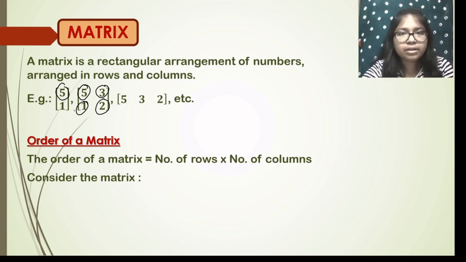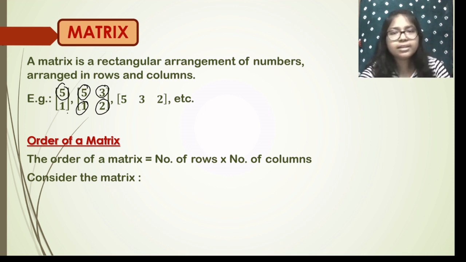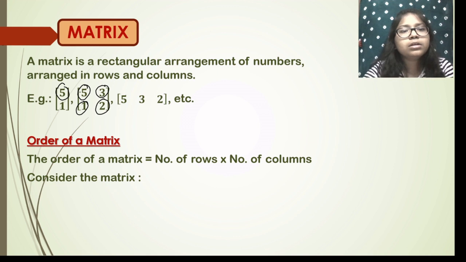Anything can be there. It's just like a set, which means anything can be there. A, B, C, D, E, F, G, H, 1, 2, 3, 4, or minus 2 root 2, anything. Anything can be the elements of a matrix.